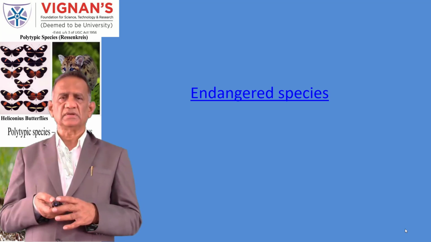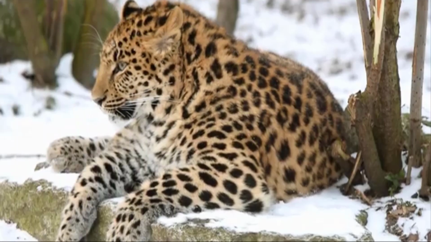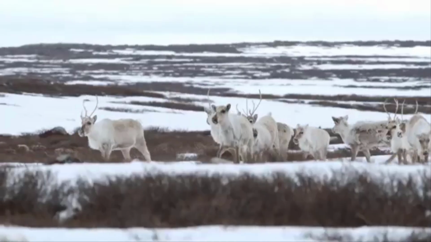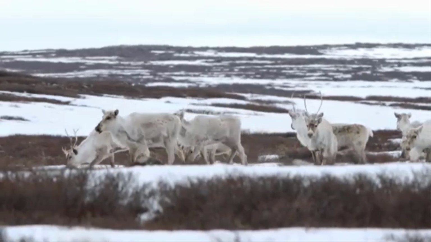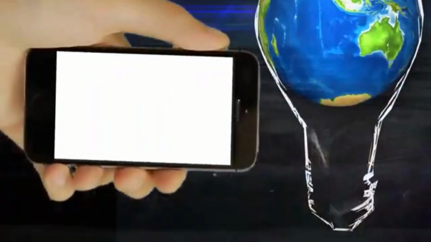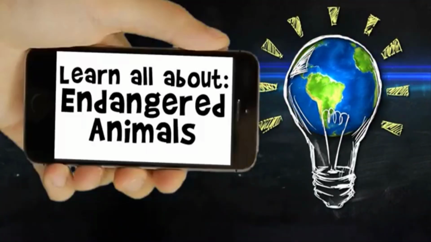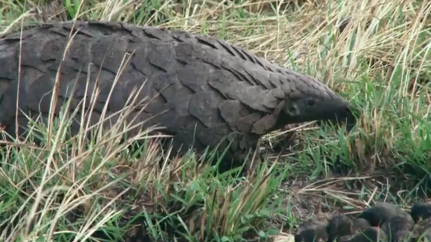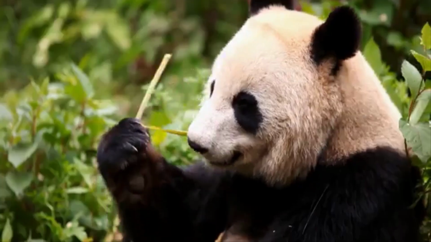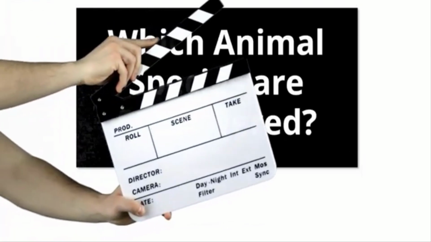So let us see an animated video on endangered species. Leopards, rhinos, gorillas, pandas, polar bears. Why are all these animals endangered? Now in Endangered Animals. About 1/3 of all animals and plants are endangered to become extinct. No good news, unfortunately. How do they actually become endangered? And what animal species are affected?